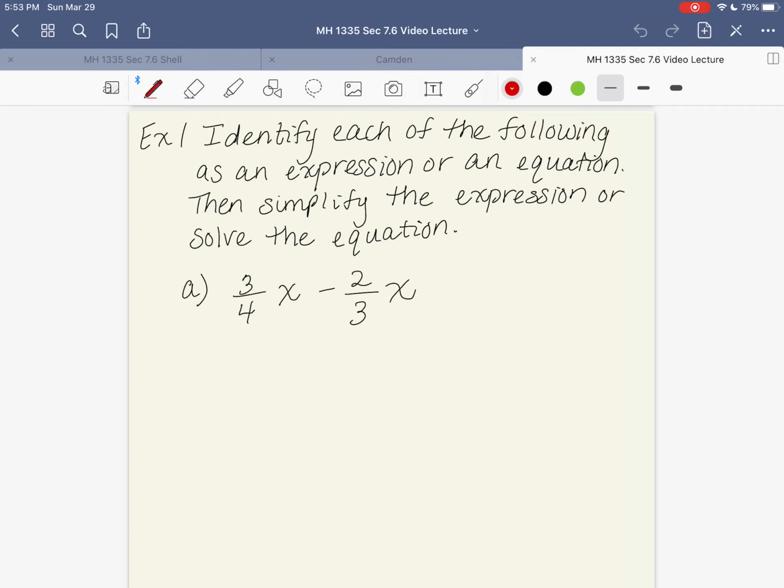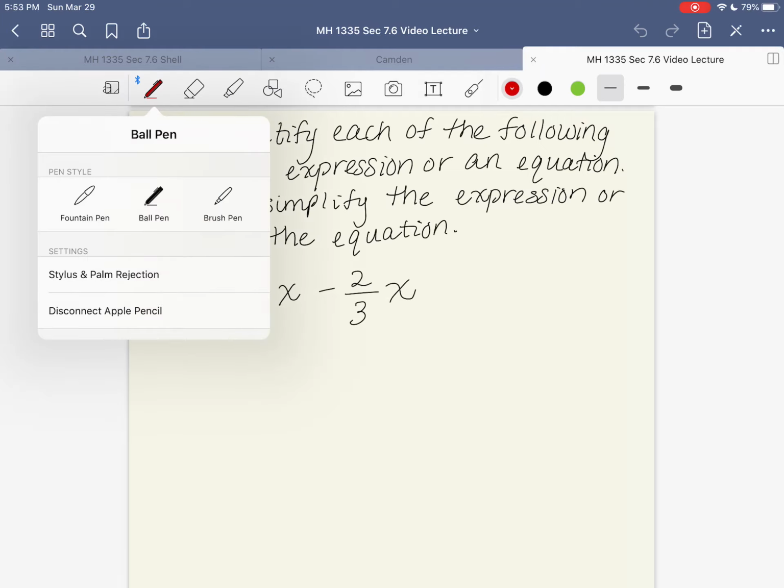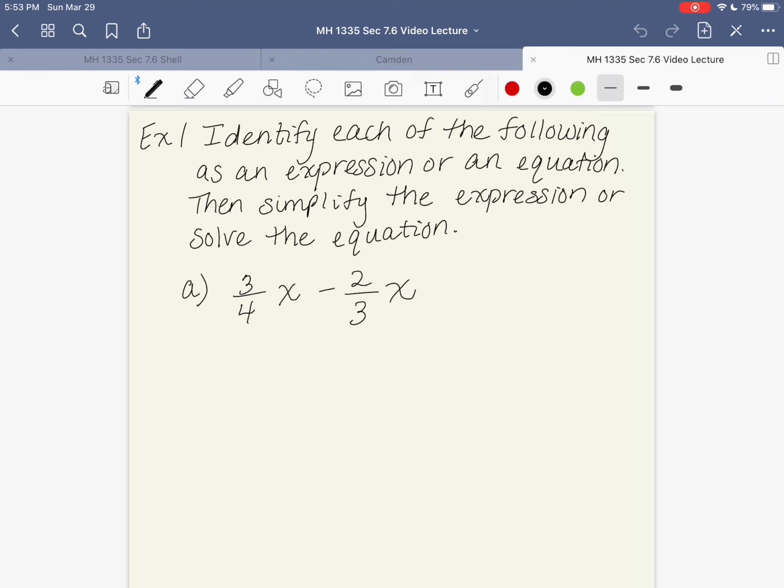All right, example 1 says identify each of the following as an expression or an equation, then simplify the expression or solve the equation. So we know that an equation has an equal sign and an expression does not. If we look at part A, it does not have an equal sign, so this is an expression, and we're going to simplify it.